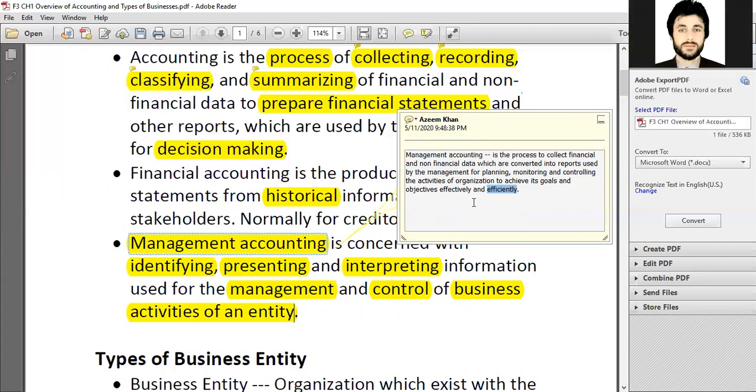Effectively means value added, and efficiently means economic. It means you are achieving your objective with fewer resources.